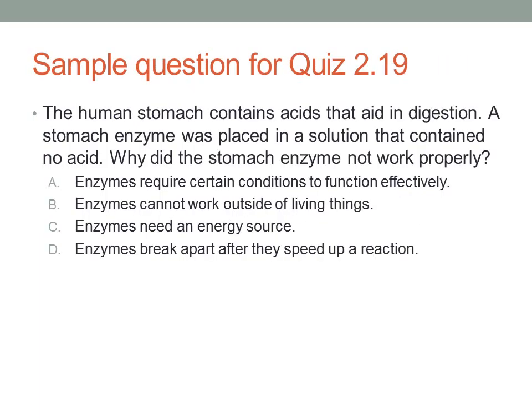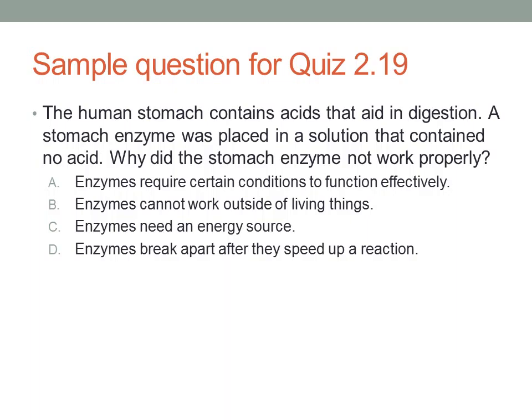The human stomach contains acids that aid in digestion. A stomach enzyme was placed in a solution that contained no acid. Why did the stomach enzyme not work perfectly? So we have an enzyme that usually works in acid, but then we place this enzyme in a solution that contained no acid. Why did the enzyme not work properly? Is it A, because it requires certain conditions to function effectively? B, it cannot work outside of living things? C, it needs an energy source? Or D, it breaks apart after it speeds up a reaction?